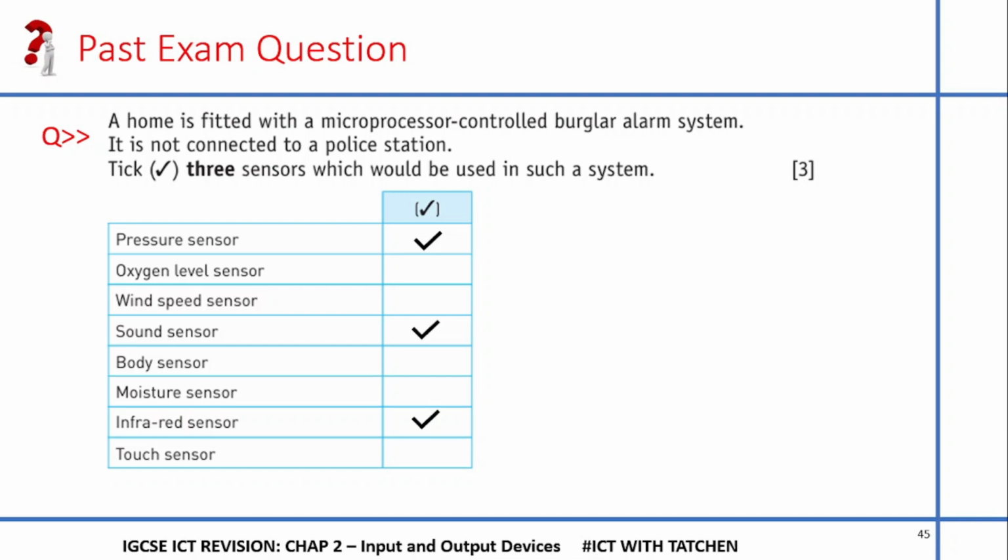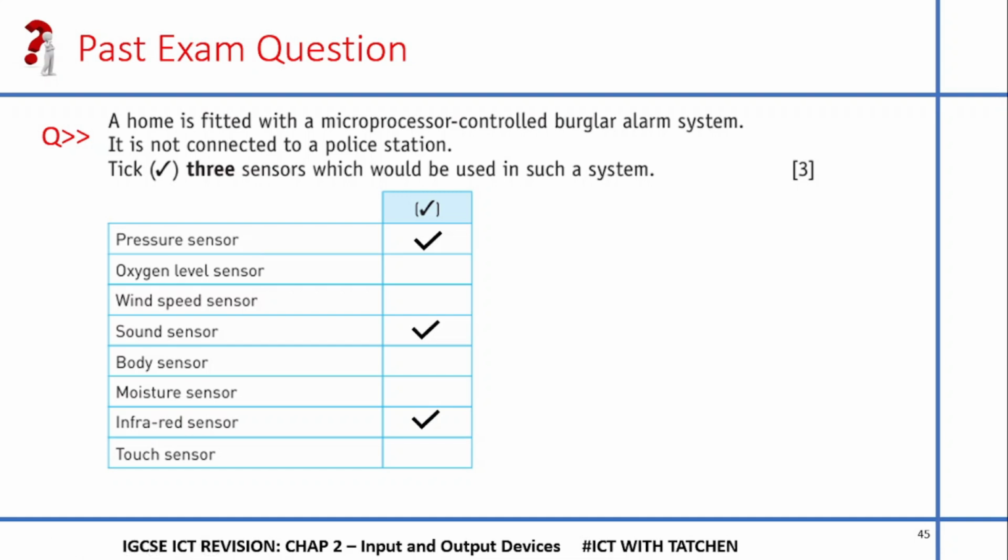And the next question says a home is fitted with a microprocessor controlled burglar alarm system. It is not connected to a police station. So you have a burglar alarm system, but it is not connected to any police station, because ideally when you give a signal, the police should pick it up and know that it's coming from your home, but that's not the case. Now they want you to name 3 sensors which will be used in such a system. So what sensors can be used in the burglar alarm system? That's what you should just know.